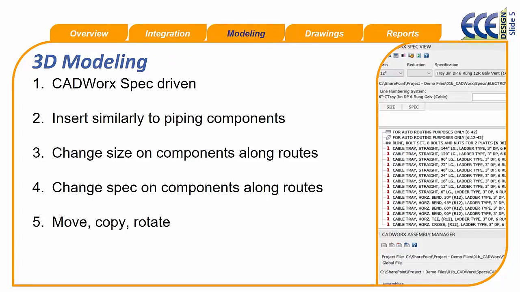When it comes to 3D modeling, CADWorx has specifications, and those specifications allow us to spec drive electrical design. We're inserting components just like piping. We're able to change size, change spec even, move, copy, rotate. Everything that CADWorx can do very well.